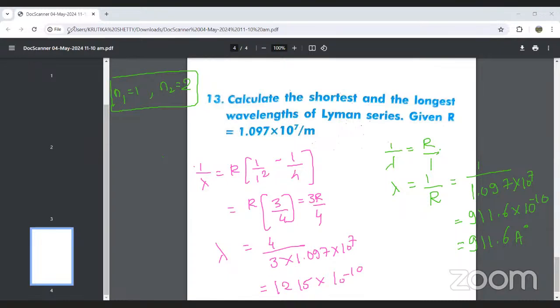Yes, copy down this answer. We will go for the next question. Yes, correct. 1215. Yes, copy down, everyone.